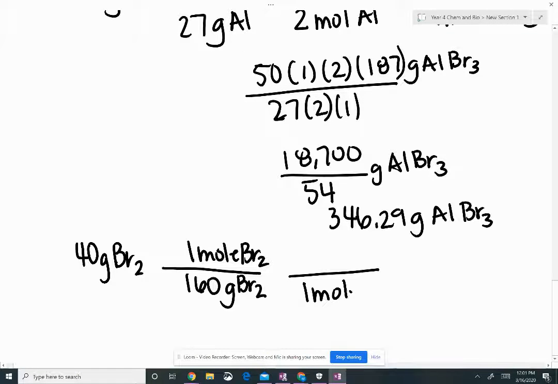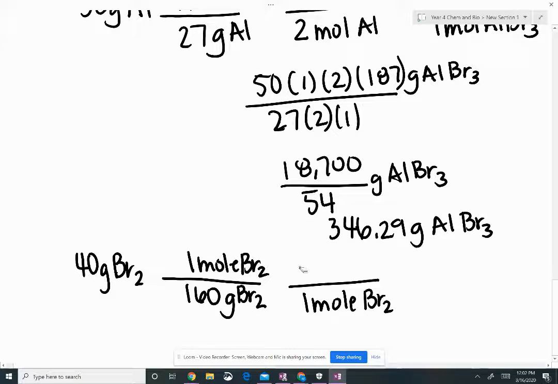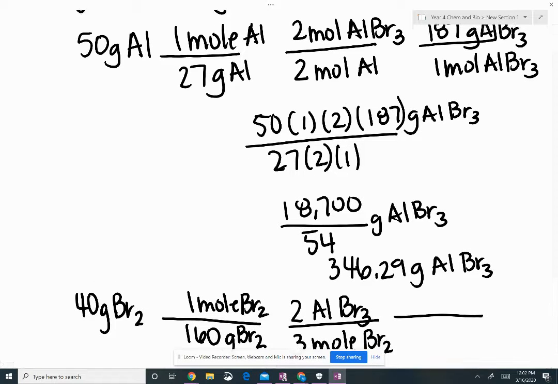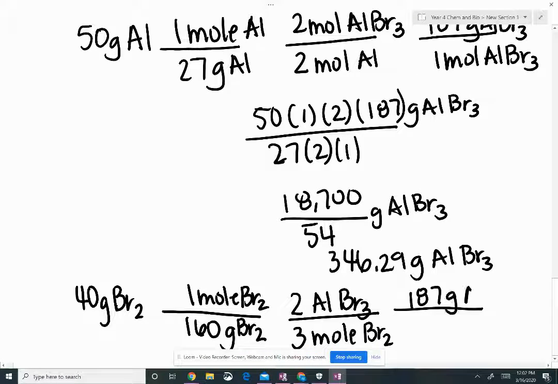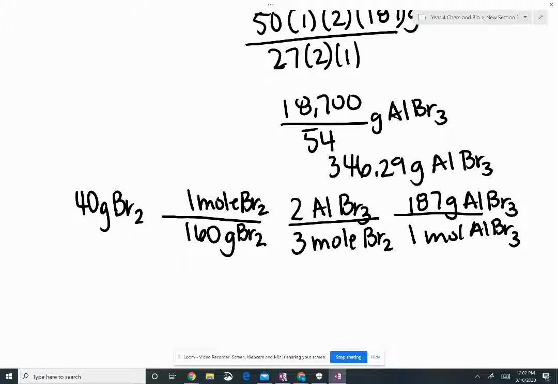And then I do the mole ratio again. So there's 3 moles of Br2, whoopsies, I messed up, and then there are only 2 moles of AlBr3 produced. There you go. And now I do that same conversion that I did at the end. So there's 187 grams of AlBr3 over 1 mole of AlBr3.